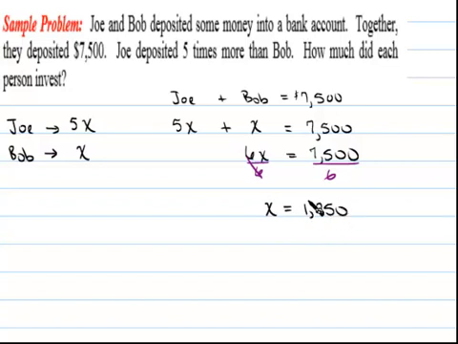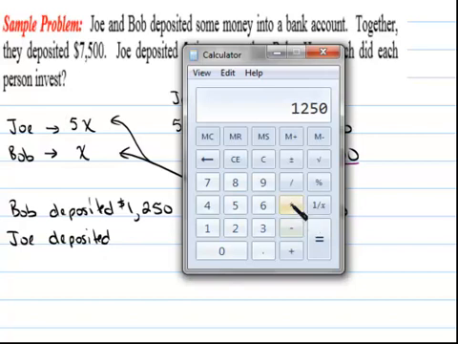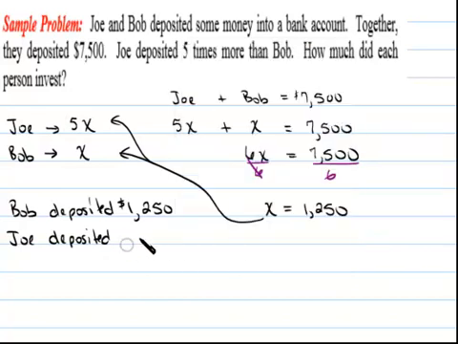But make sure you don't stop there, and make sure you tie it back into the problem. If you're saying that x equals 1250, go back and apply it to what we said. So what we're going to say then is Bob deposited $1,250, because remember, Bob was our x. Joe deposited 5 times more than Bob, or 5 times x. So multiply that by 5 and you'll get 6,250. If you notice, if you add that amount, it equals the $7,500 they put in.